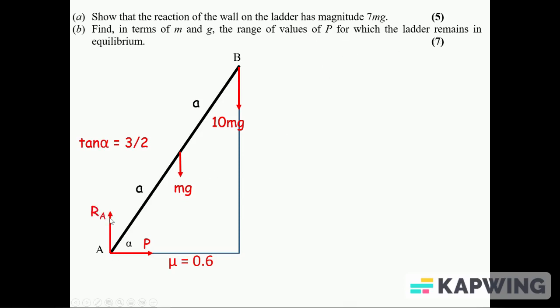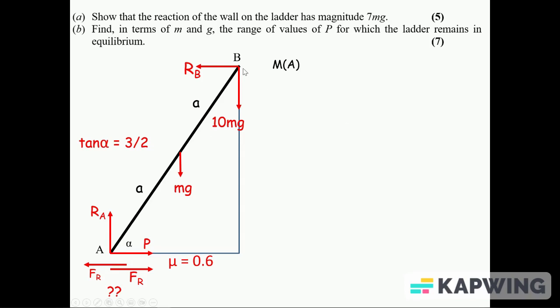There's going to be a reaction from the floor, we'll call it RA, and from the wall, RB. Now, if the friend's not pushing very hard, the ladder's going to try and fall down, so the friction will be opposing that. But if he does push it quite hard, so the ladder's trying to go against the wall, the friction will be going in the other direction. So we don't really know which it is, but it'll give us a range of values for P.